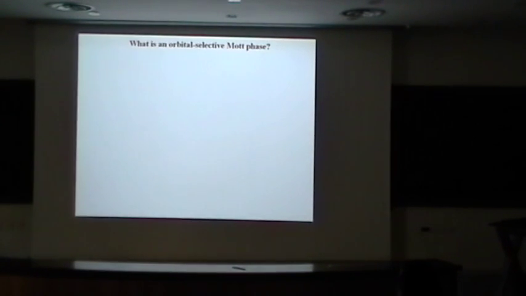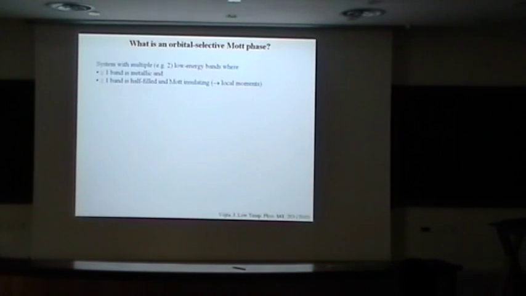Now, what is an orbital selective Mott phase? This is eventually what I'm driving at. And so this is now something where we have to talk about more than one band. Notice so far I was talking about one band physics, but this is a school about multi-band and multi-orbital effects, so here they are. So we talk about a system which has at least two low energy bands, so low energy means that they potentially cross the Fermi level.